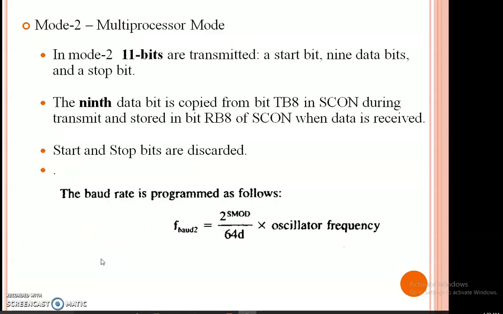Mode 2 is nothing but the 9-bit UART mode, that is nothing but multiprocessor mode. In this mode, more than one microcontroller can communicate with each other, that is called multiprocessor mode. So the data word is 11 bits: one start bit plus 9 actual bits plus one stop bit. So altogether 11 bits. So mode 2 data word size is 11 bits.